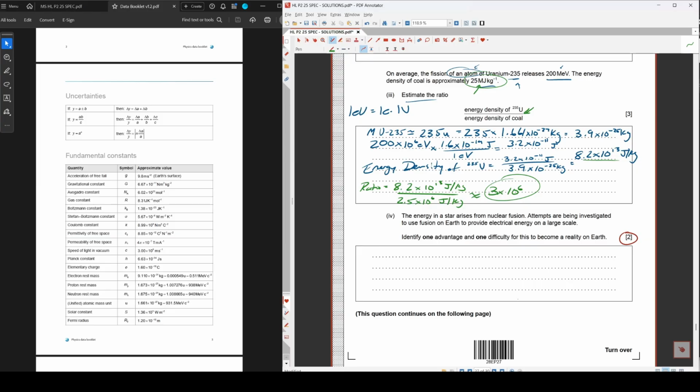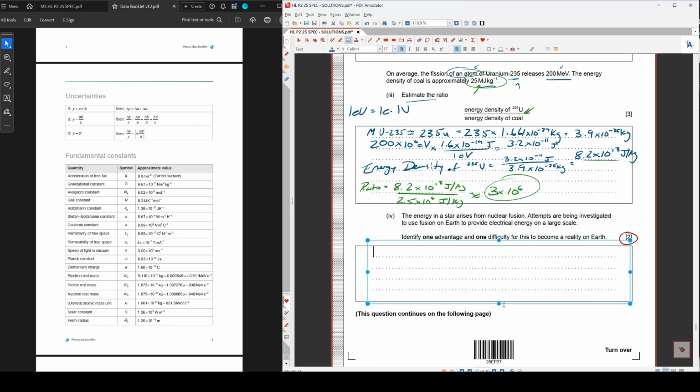Now some other energy stuff. Also, a star has energy from nuclear fusion. Attempts are being investigated to use fusion on Earth to provide electrical energy on a large scale. What's one advantage and one difficulty for this becoming a reality? This is a knowledge thing. Do you know about fusion? Do you know the benefits? Do you know why it's tricky and we're not quite there?